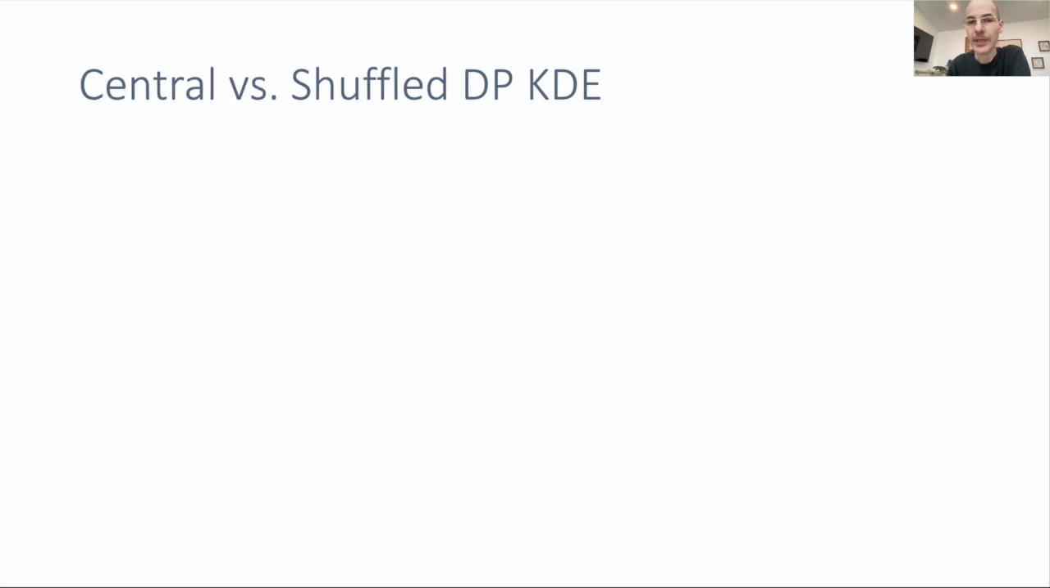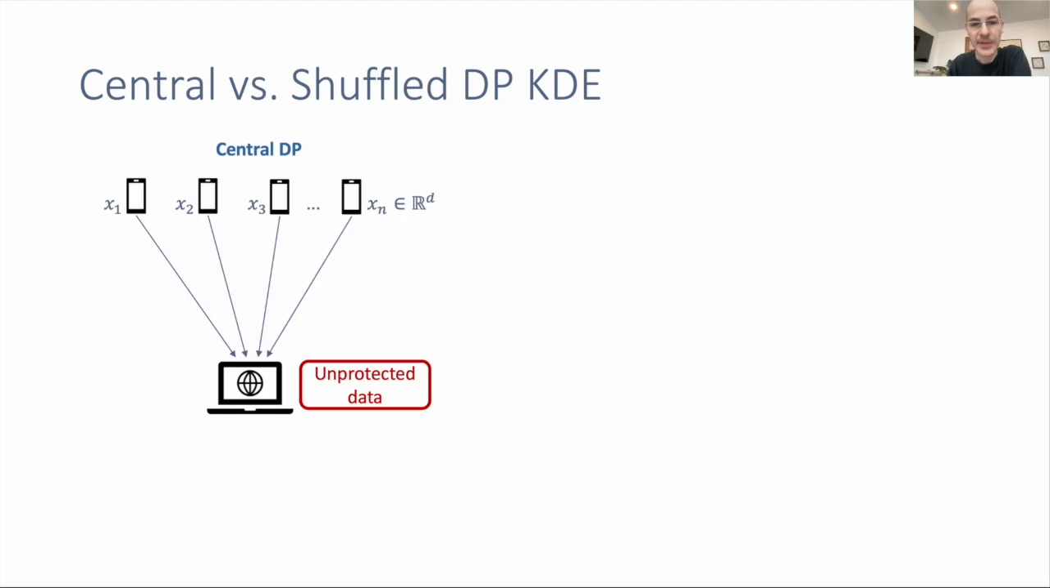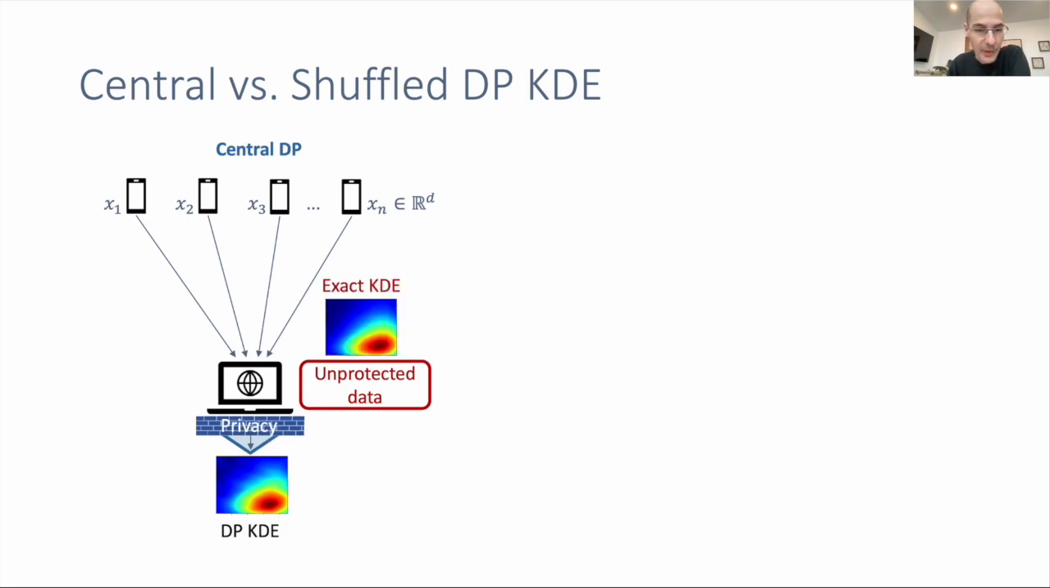So let me make a point here about the distinction between central and shuffled DP in our case, and why it's meaningful here. In central DP, the users share their unprotected data with the server, and only then the server protects it to produce the approximate KDE function. This means that the server can compute the exact KDE, which in our case means it can learn what the texts are about by simply reading the text, which is not very interesting.